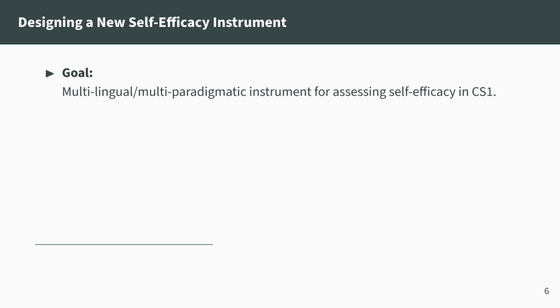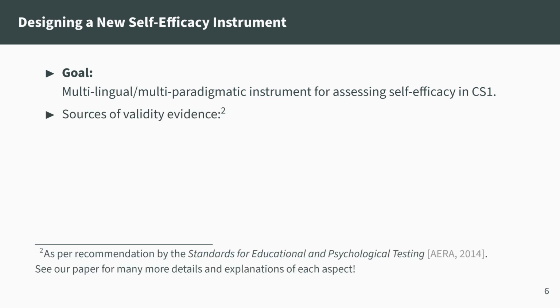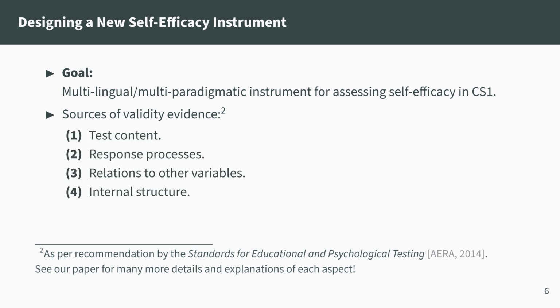To ensure that an instrument indeed measures what it is intended to measure, we have to talk about validity here. We discuss validity evidence, as this practice is recommended by the standards for educational and psychological testing. There are 4 sources of validity evidence to be considered: test content, response processes, relations to other variables, and internal structure. I give you an understanding of our instrument design by quickly addressing these 4 criteria.